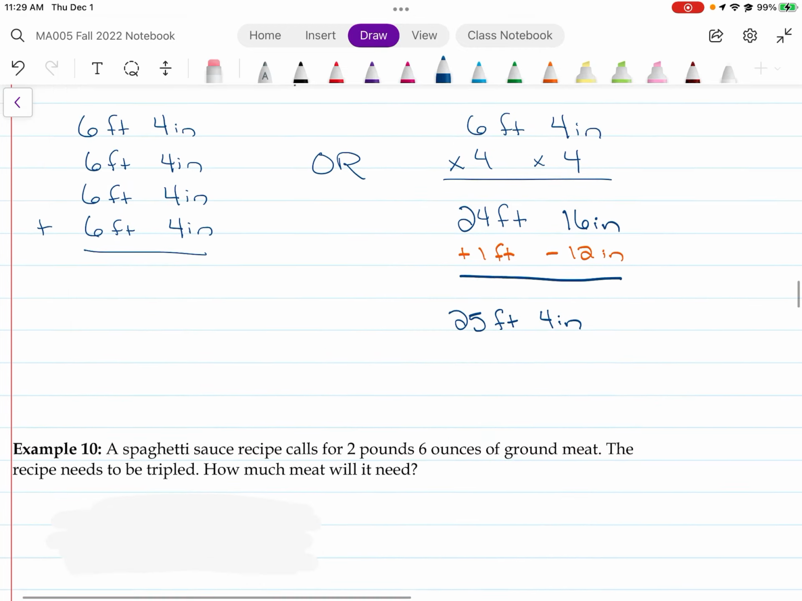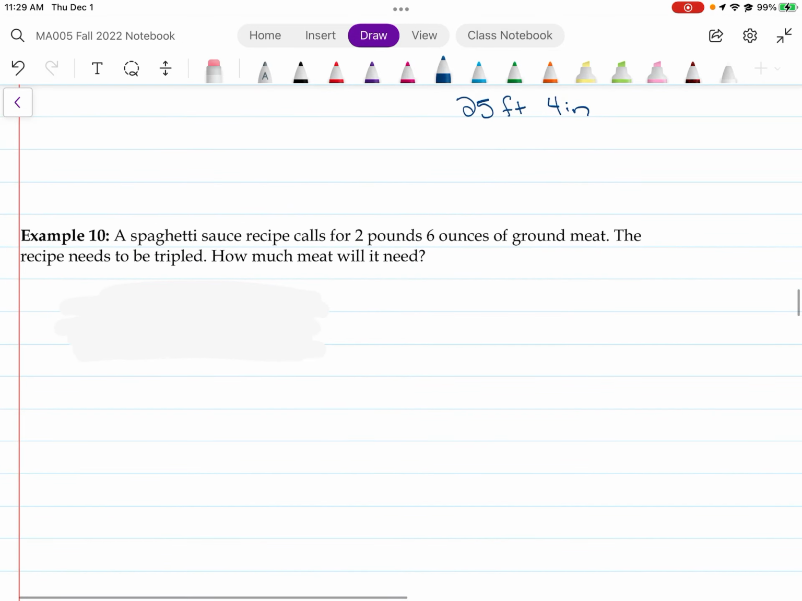I've got another similar one like that. Why don't you give this a try? A spaghetti sauce recipe calls for 2 pounds 6 ounces of ground meat. The recipe needs to be tripled. How much meat will it need?